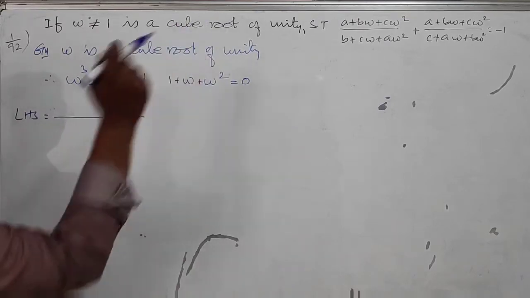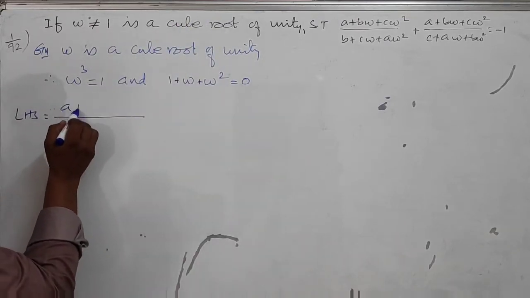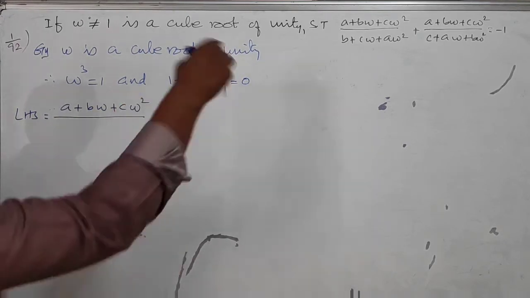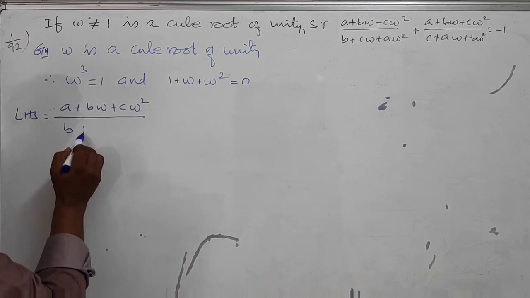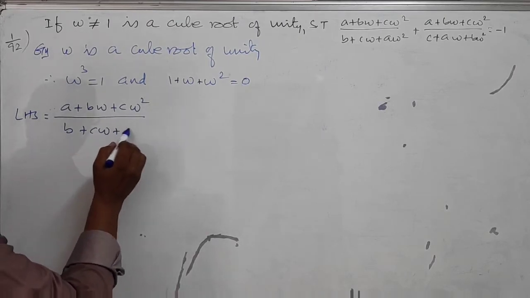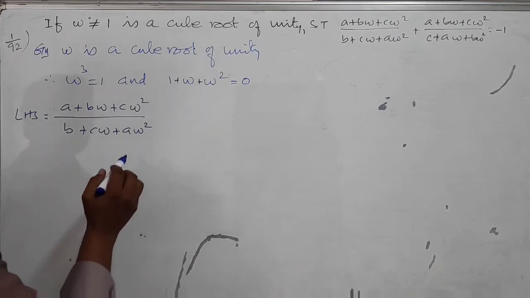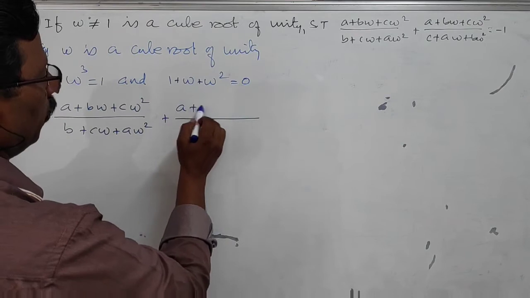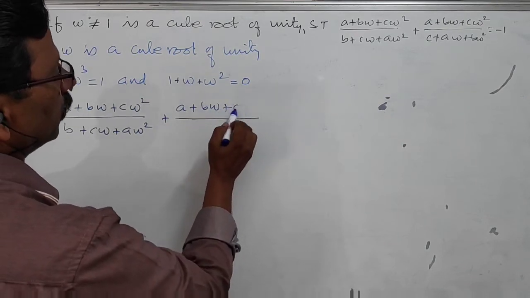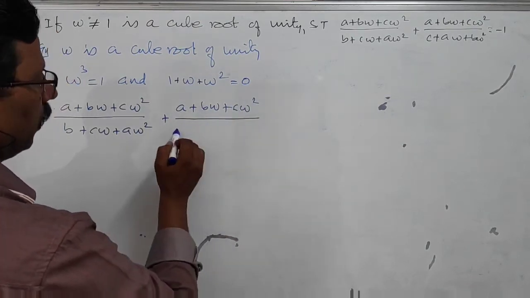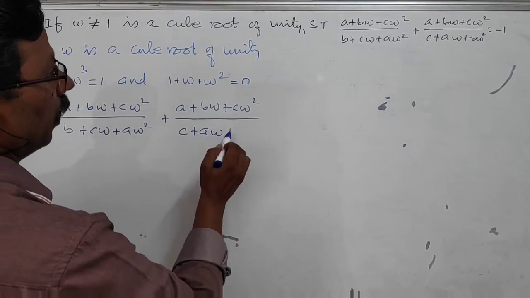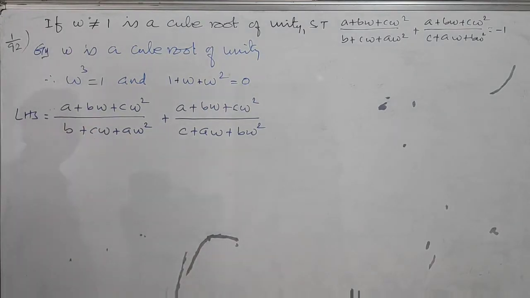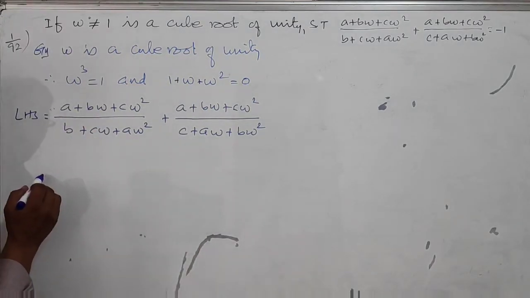Now, let us consider the left hand side, which is given as (a plus b omega plus c omega square) by (b plus c omega plus a omega square), then plus the second term, (a plus b omega plus c omega square) by (c plus a omega plus b omega square). So I have to prove that this result is equal to minus 1. For that, we are just doing an adjustment.